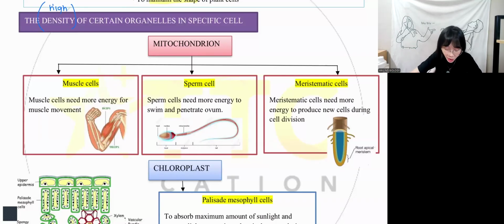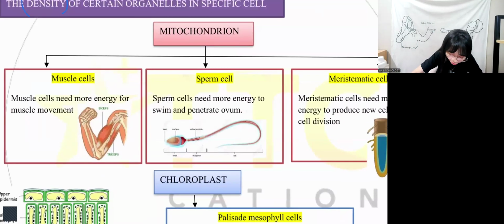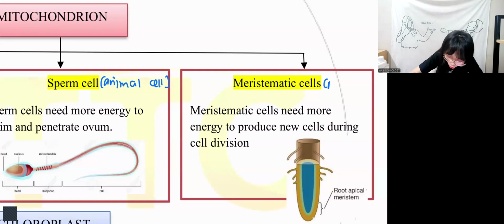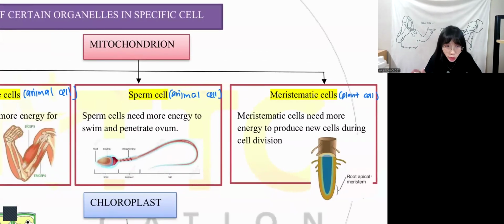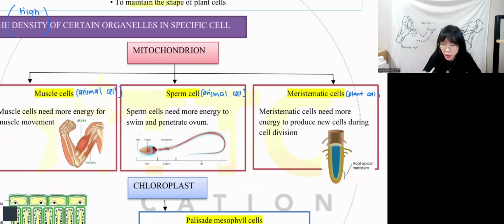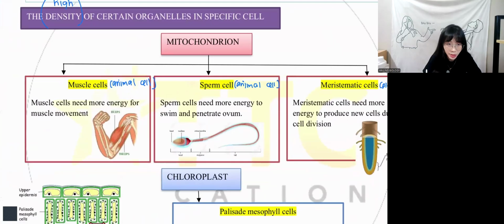Muscle cell and sperm cell can be found in animal cell. Animal means human. Human is animal cell, yeah. And then for meristematic cell, this is in plant cell. This is one of the things that we have to take note of, guys. Animal cell and plant cell, we have to look at the question. Sometimes they ask you to write plant cell. Sometimes they ask you to write animal cell.